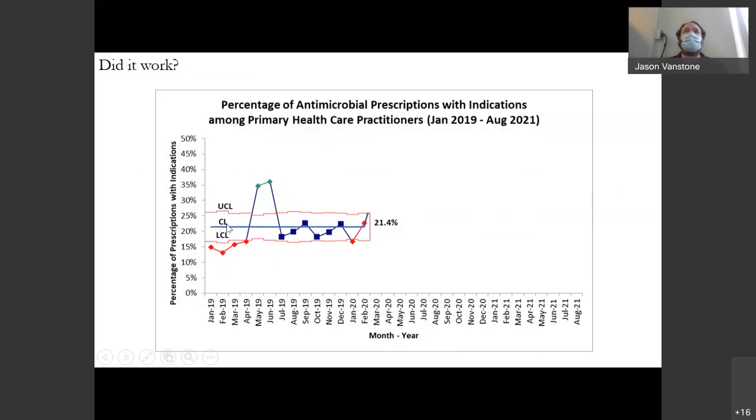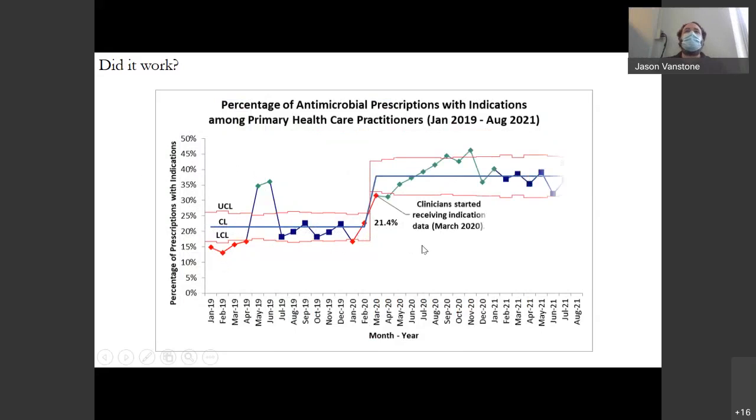So on average, before the intervention, we had about 21.4% of prescriptions with an indication. After the intervention started, in March 2020, when we started sending out this data to them, we started to see this increase and this change in the average. By August of 2021, when we looked at the data, we were up to, on average, about 37.8% of antimicrobial prescriptions having an indication amongst the whole group.